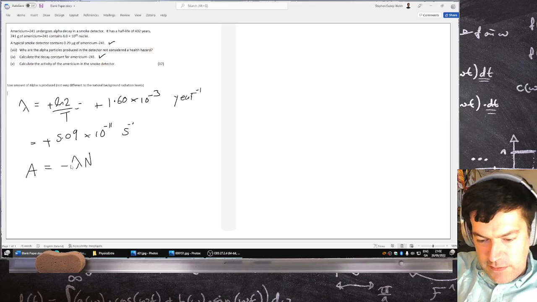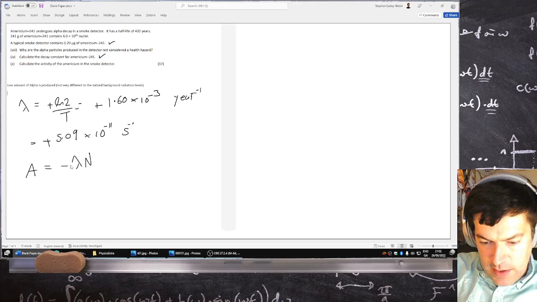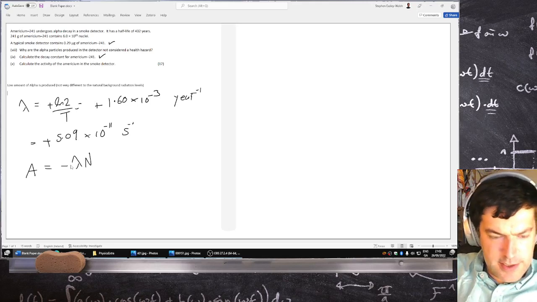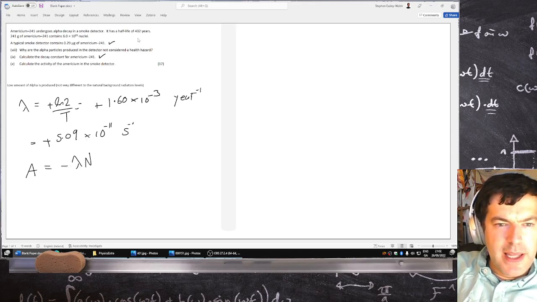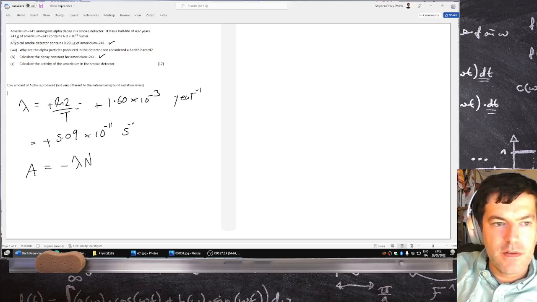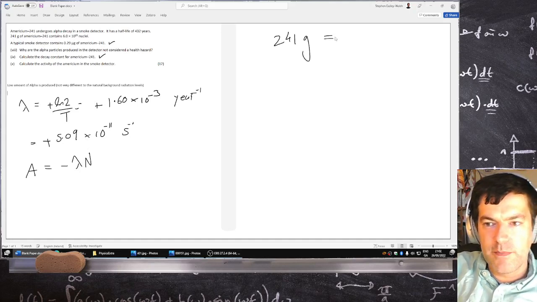I'm going to get rid of the 0.25. Okay, so I have the previous answer, and then I have to multiply it by n. Now you have to be careful. 241 grams of americium contains 6.0 times 10 to the 23 nuclei. But we have 0.29 times 10 to the minus 6 grams.